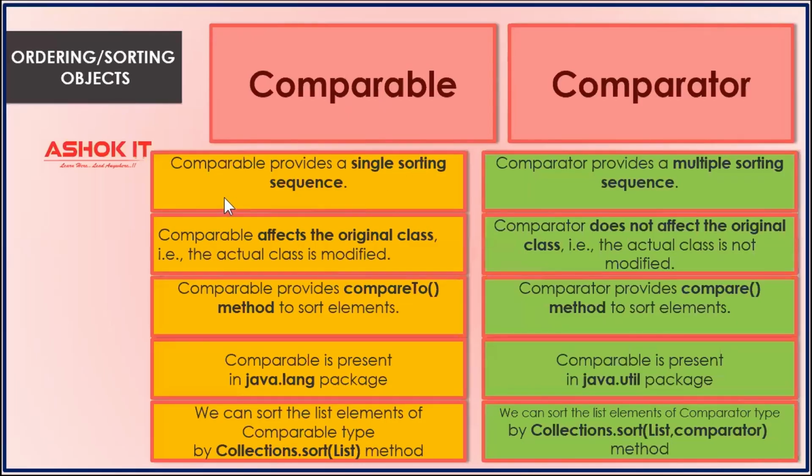So we have seen in practical the Comparable interface, which provides a single sorting sequence, affects the original class, that was Student in our case, and it uses compareTo. So we have used compareTo for comparing the age, that is a single sorting sequence, a single element we were using for comparing, and the Comparable interface is present in the Java lang package. So we were using the sort method from Collections with a single parameter, the list, to which we have passed the array list of type Student. Now next we will be seeing in practical the Comparator.